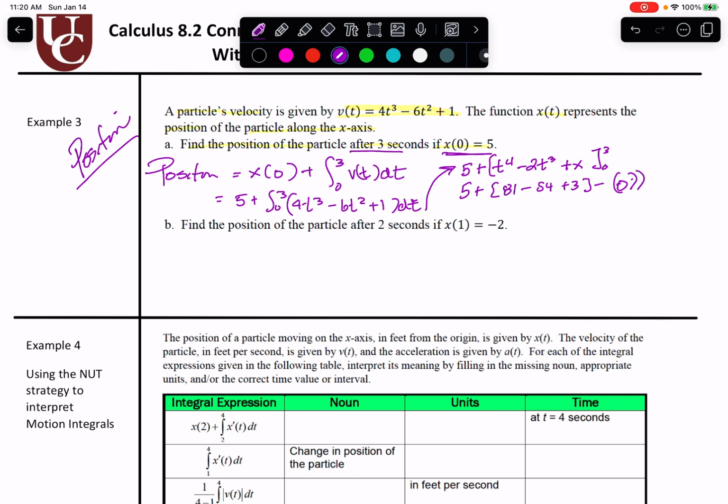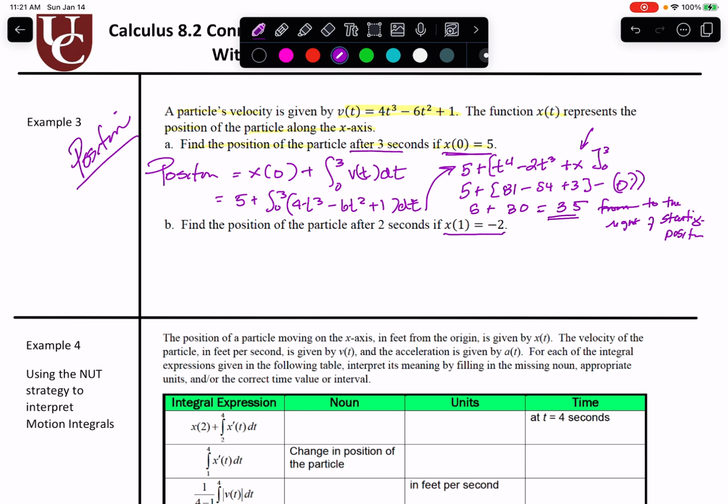Okay, so watch out, though, if it was trig or something, you've got to watch out that it doesn't all go away. All right, so that would be 5 plus 30, and you get 35. So the position is 35. Now we should say it's positive, so 35 to the right of starting position.